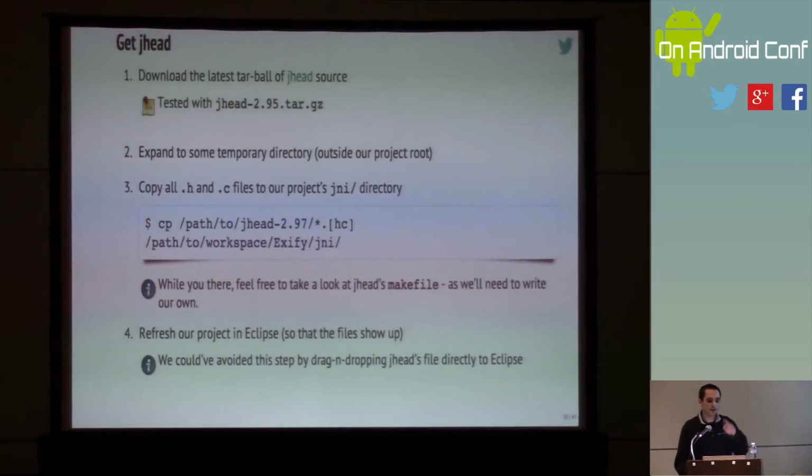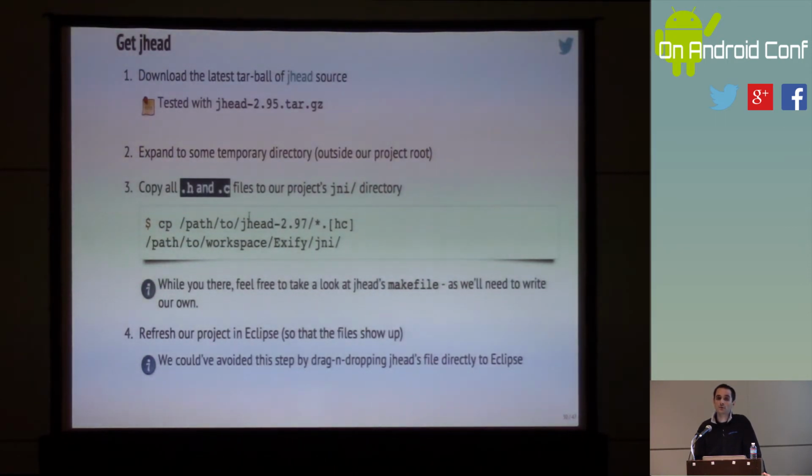So what about JHead? Well, JHead, literally I would just go to the website of JHead and download the tarball. I would uncompress it somewhere, and then I would copy only the C and header files to the jni directory. I don't care about the makefile, I don't care about any other documentation files, I don't care about any sort of autoconf stuff. I would just copy the raw source. Then I would basically have to create my own makefile because the one that comes with JHead is just not good enough for us.